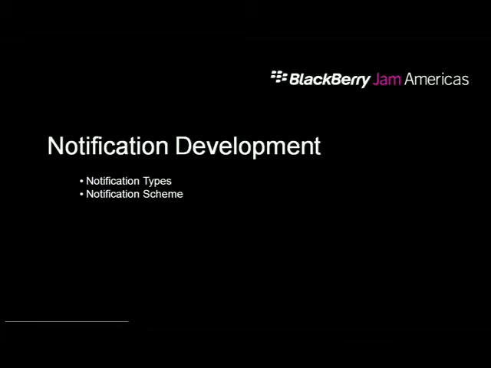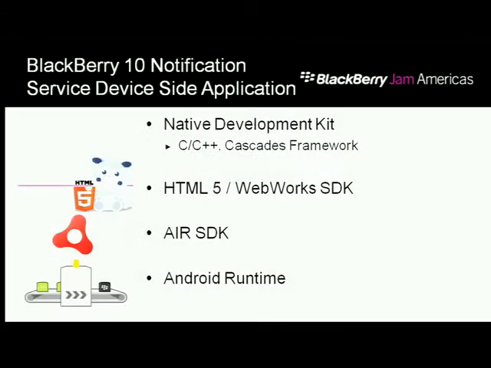All right, so getting into notification development. There are 2 different notification types, and this is really how you're going to let the user know, hey, a push has arrived. You can launch your application, you can handle the data, but if you don't let the user know, it's kind of all for naught. So notification service is supported across the board in all development approaches. So whether you're doing straight up native, C and C++, using the Cascades framework, if you're an HTML5 WebWorks developer, you can use notifications. Air SDK has notifications, and even Android uses their notification APIs will work on our system as well.